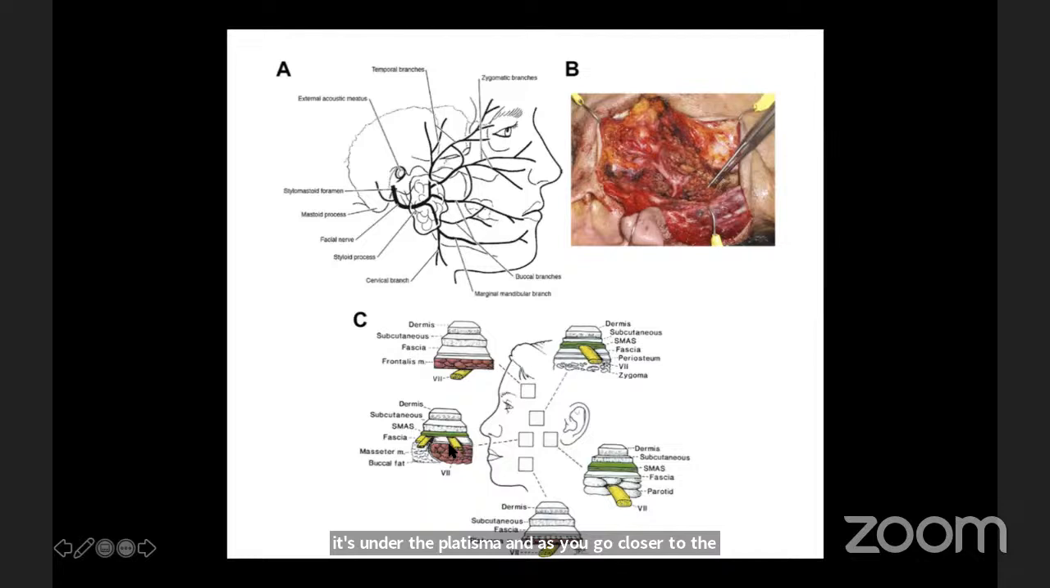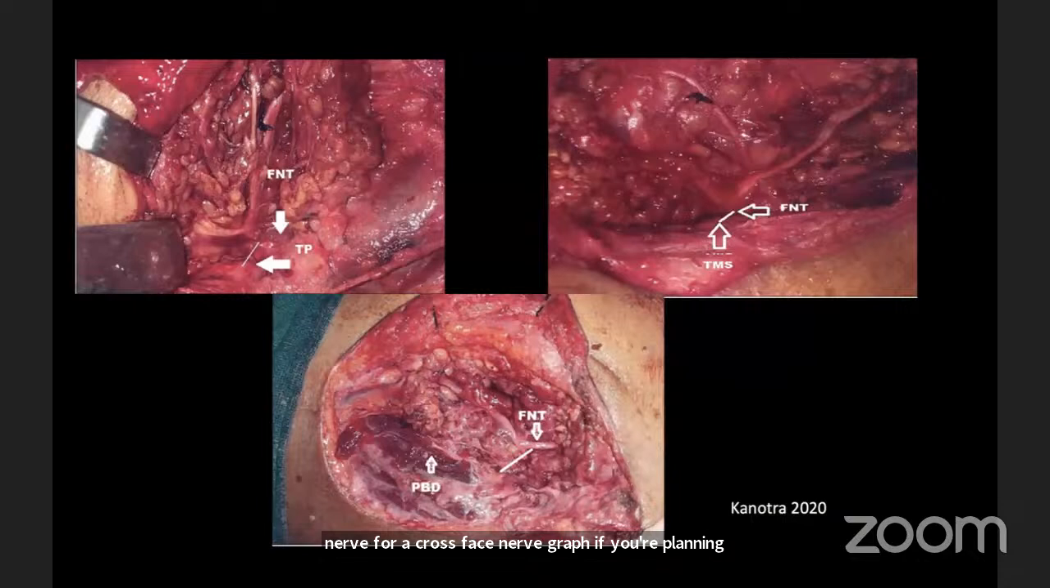So this is helpful for retrograde dissection of nerve to identify the nerve, and also for you to identify the nerve for a cross-face nerve graft if you're planning for a free functional muscle transfer. So these are some of the landmarks that people have used. This is a nice paper by Kanotra in 2020. So there's posterior belly of digastric, tympanomastoid suture, tragus, retromandibular vein, retrograde dissection.